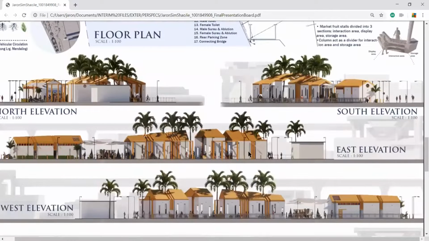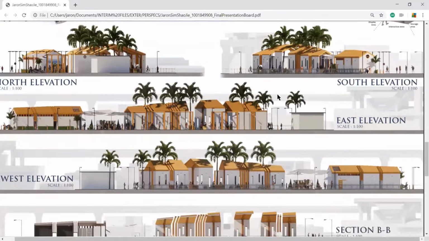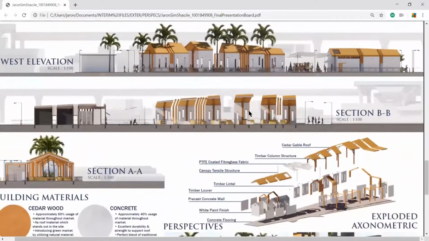For my elevation, this is my north elevation with the current context of the site, the MRT at the site, which can be seen behind my market. The east elevation will be facing the river. And this will be my section. This is the service area at the rear of the market, the toilets, and here is the common area. And throughout this site will be my market area, connecting to the MRT.